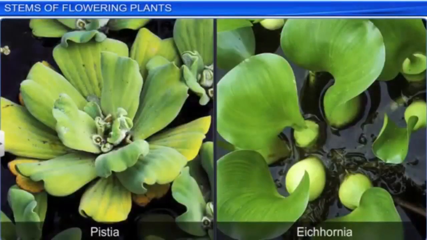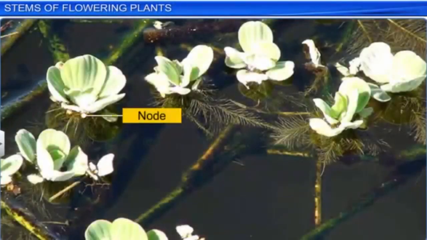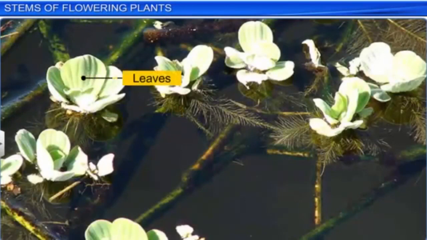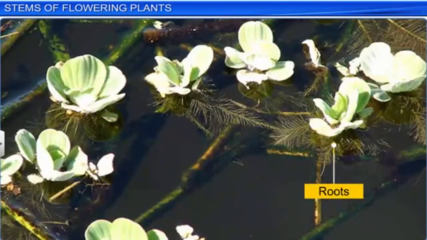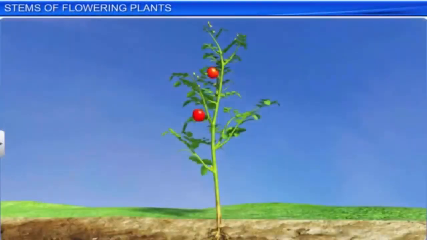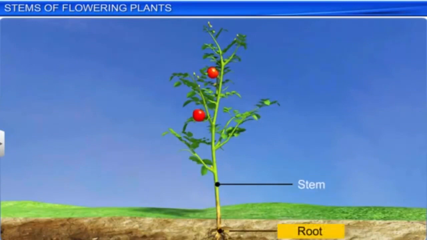Certain aquatic plants like Pistia and Eichhornia also have modified stems with short internodes. The nodes of these plants have clusters of leaves and small bunches of hair-like roots, which help the plant to stay afloat. The stem, therefore, is one of the main structural axes of a plant, apart from the root.